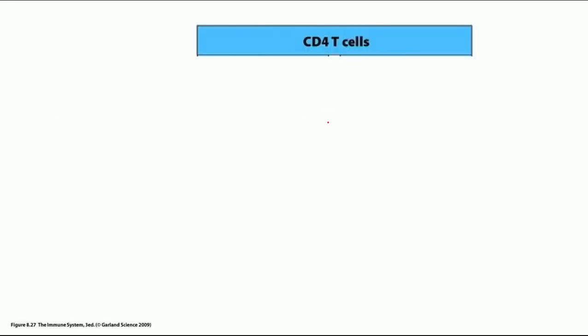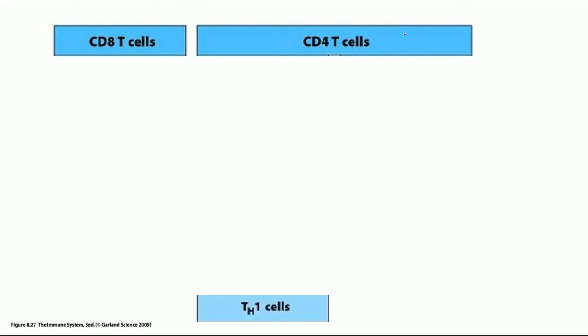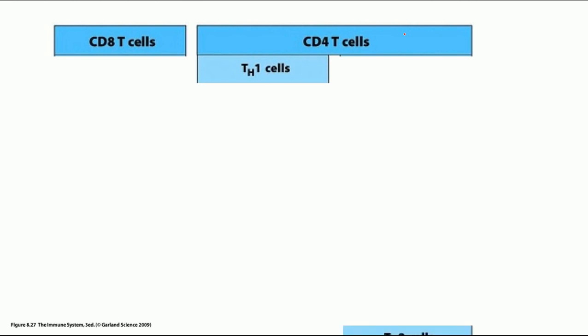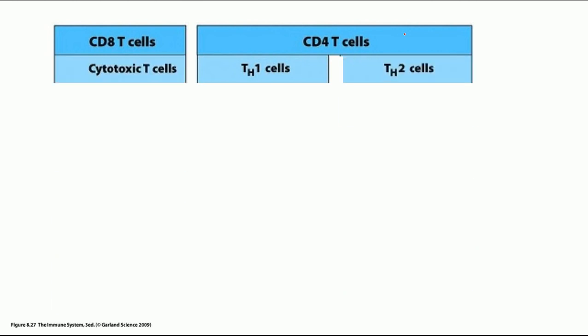Let's look at two different types of the cells that we talked about. That's CD4 T cells and CD8 T cells we talked about. Here we'll look at the functions in a little bit more detail, like we'll see the pictures related to that. In CD4 T cells, we have T helper 1 cells and T helper 2 cells. Among CD8 T cells, we have cytotoxic T cells or killer T cells that we just talked about.